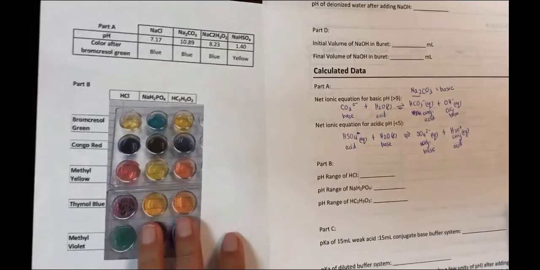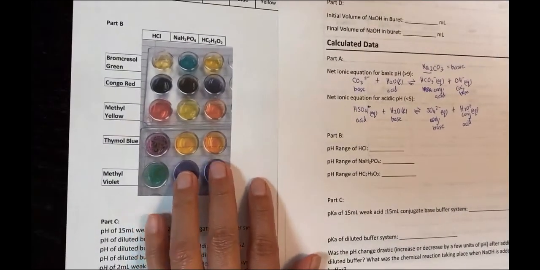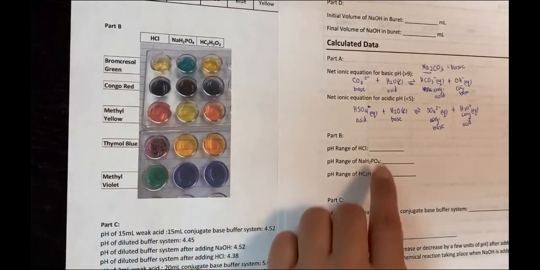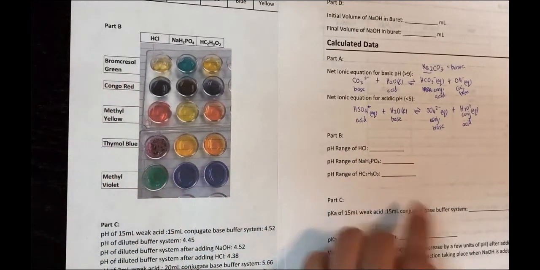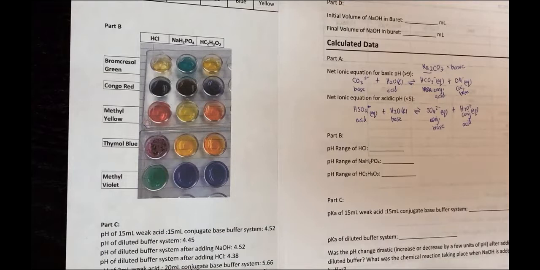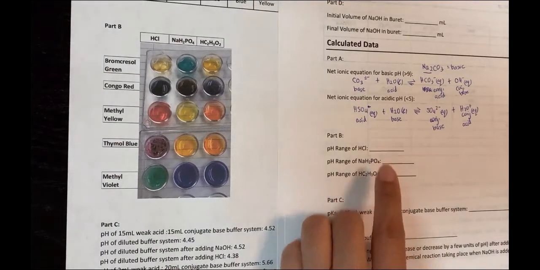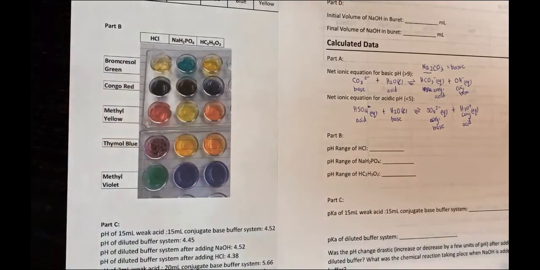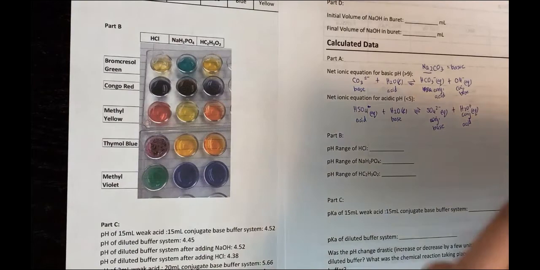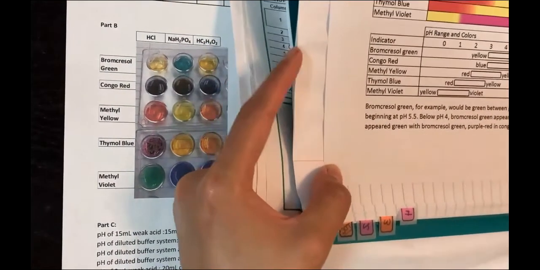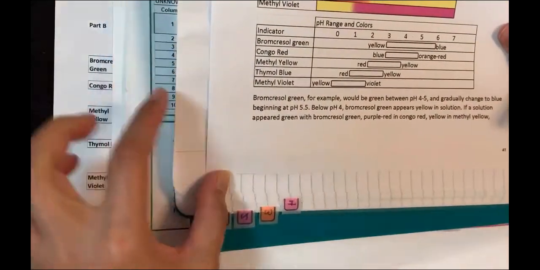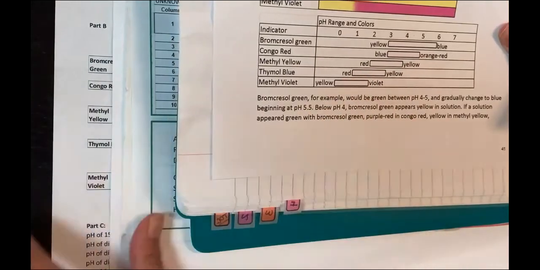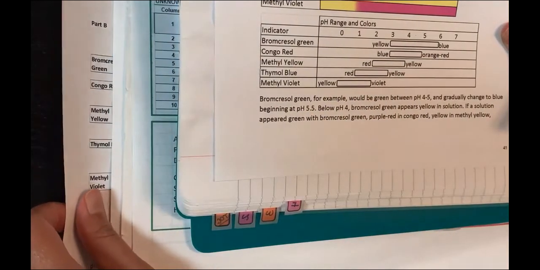Now the next part, part B, is taking a look at these colors here and deciding what pH range these guys would be. So I'm going to work one out with you, hydrochloric acid. Basically, you have to take a look at these colors here, and there's a chart in your introduction area where they tell you the color ranges. So I'm going to take a look at the color and show you the ranges and see how it works.